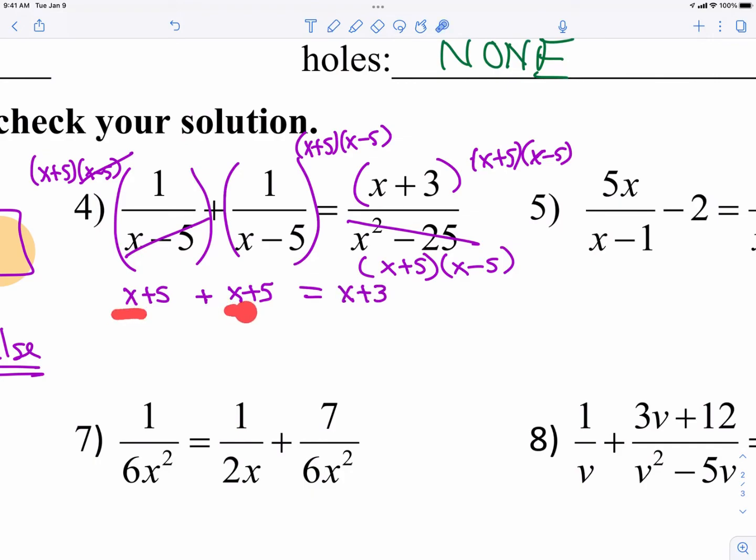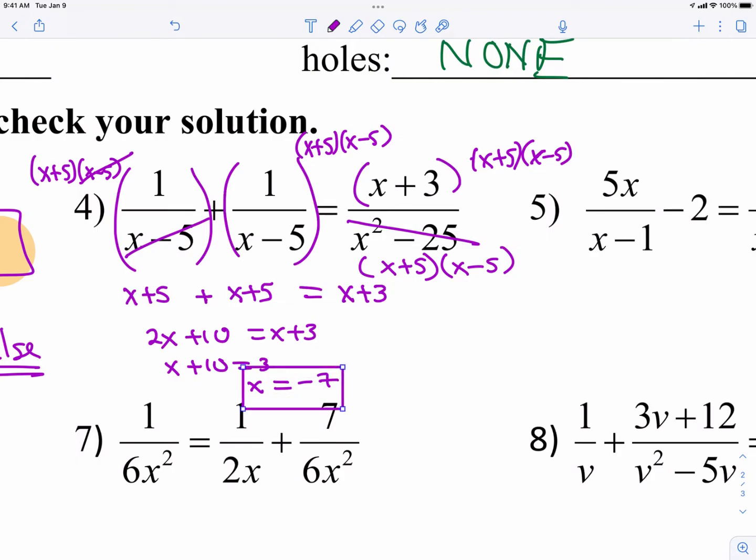Combining like terms, that's 2x. And adding the two 5s, that's plus 10 equals x plus 3. Now let's subtract x from both sides. That's going to be x plus 10 equals 3. And now let's subtract 10 from both sides. So that would be x is equal to negative 7. So that should be our solution.